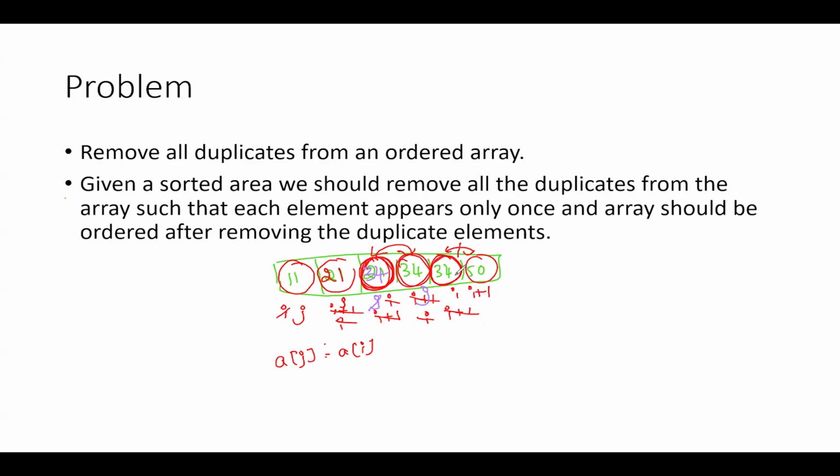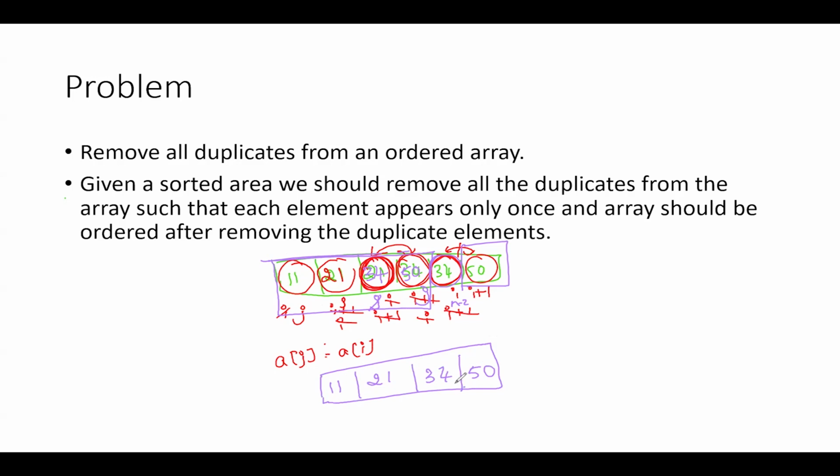The loop iterates till n minus 2, and whatever is left at the end, I write at j anyway; here it is going to be 50. If you look at the array, I print it only up to j, so it is 11, 21, 34 and 50. Hence I have removed the duplicate elements from the array and my array is still ordered.